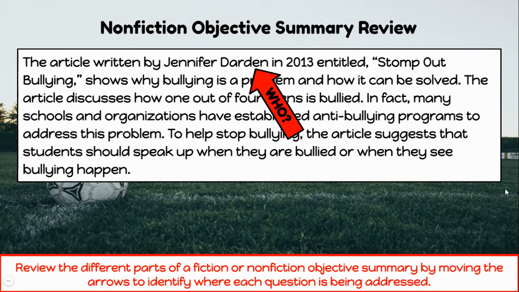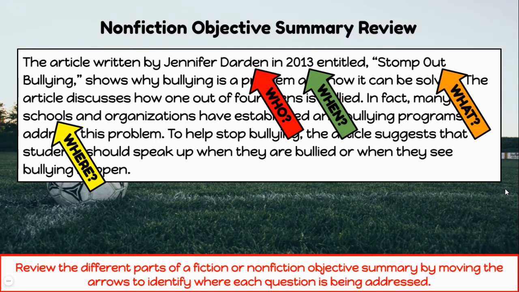Jennifer Darden is the person who wrote the article and an important person to mention in our summary. The what is the title of the article, which is Stomp Out the Bullying. The where for this summary involves schools or organizations, which makes that the main location of where bullying typically takes place. The when is the date mentioned, which is 2013. The why includes the staggering statistic, which involves 1 out of 4 teens being bullied. This is the main reason the article was written, to bring light to this issue discussed. Pause the video to make corrections now.